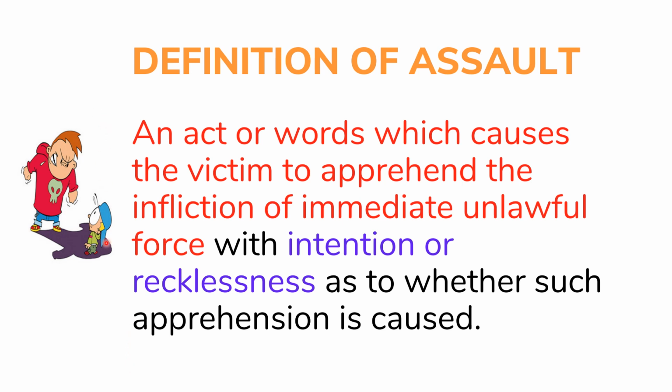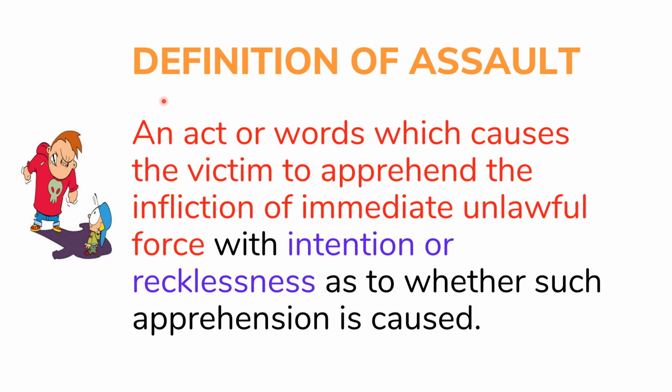So here's our definition, and I'll explain the different colours in a second. So our definition is an act or words which causes the victim to apprehend the infliction of immediate unlawful force with intention or recklessness as to whether such apprehension is caused. And hopefully it's become obvious to you now what the two different colours mean. So in our red font, we've got the actus reus of the offence, and in the purple font, I've highlighted the mens rea of the offence.